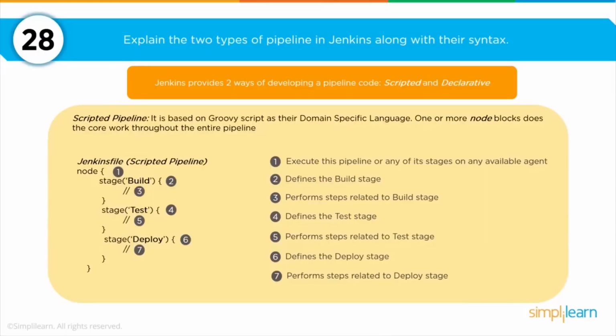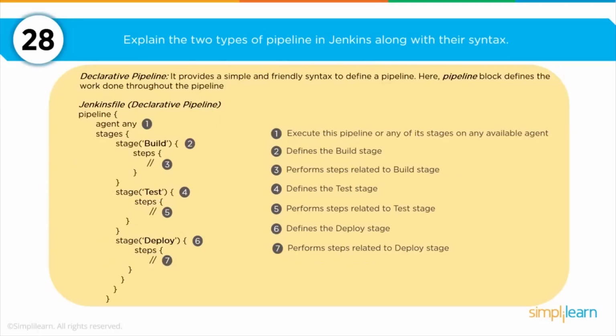Working with Jenkins, you're going to be asked to explain the 2 types of pipeline used in Jenkins along with the syntax. And so a scripted pipeline is based on Groovy script as the domain-specific language for Jenkins. And there are 1 or more node blocks that are used throughout the entire pipeline. On the left-hand side, you can actually see what the actual script would look like, and the right-hand side shows what the actual declaration for each section of that script would be.